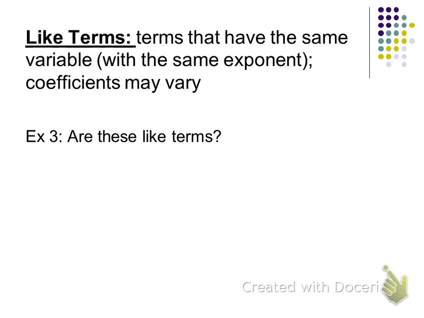Are these like terms? Yes. M and M, like terms. Are these like terms? Yes, x squareds and x squareds. The coefficients don't matter. The coefficients matter once we go to combine them. But when you're just looking to see if they're alike, you look for the exponent, you look for the variable.